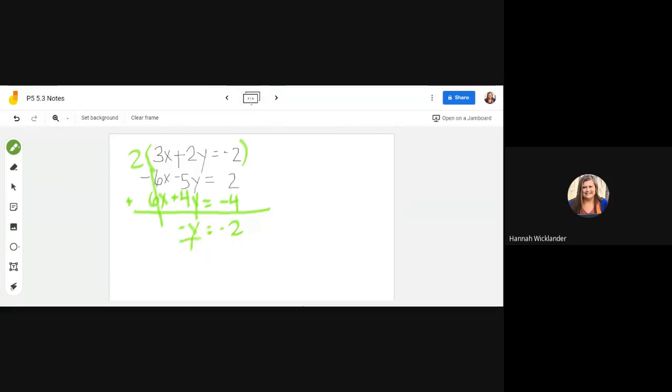So I'm going to divide by a negative 1 so that this becomes positive y equals 2. So I got y equals 2.